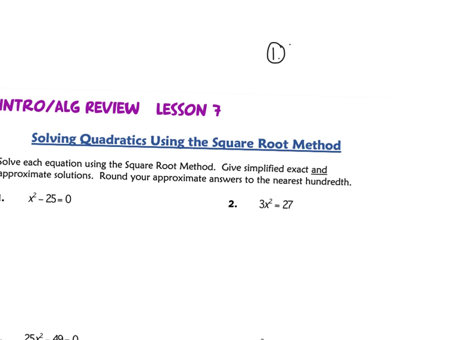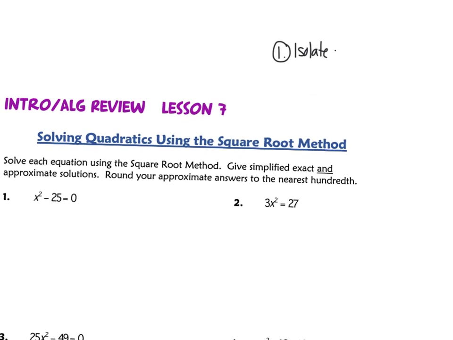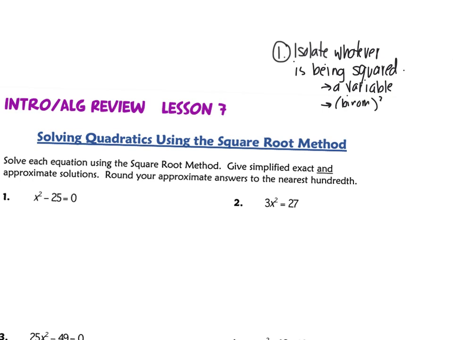First step is you want to isolate whatever it is that's being squared. So sometimes it's going to be a variable, like x squared, y squared, what have you, so sometimes a variable, but sometimes it could be a binomial inside of parentheses. So a binomial being squared. Sometimes you want to get that by itself.